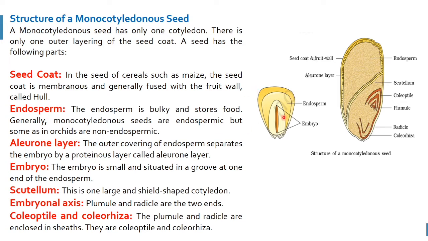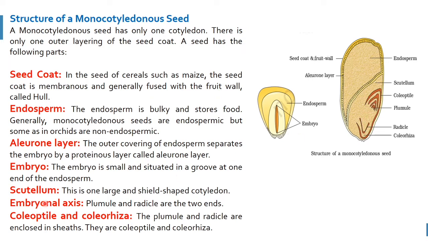Second is the endosperm. The endosperm is the main or bulkiest part which stores food. Most monocotyledonous seeds are endospermic, but there are rare examples like orchids which are non-endospermic. Another is the aleurone layer, the outer covering of the endosperm. You can see this is the outer covering of the endosperm which separates the embryo from the endosperm. Another is the embryo. It is a small distinct part situated at one end of the endosperm or the seed. So this is the embryo.